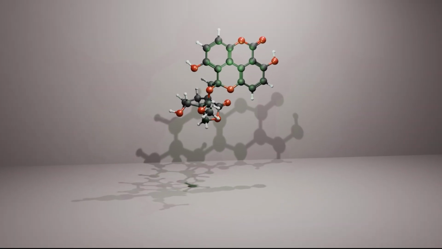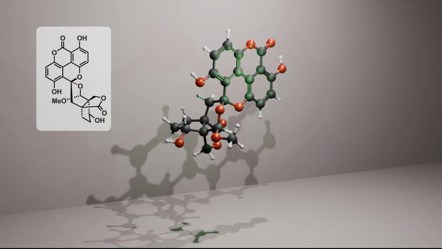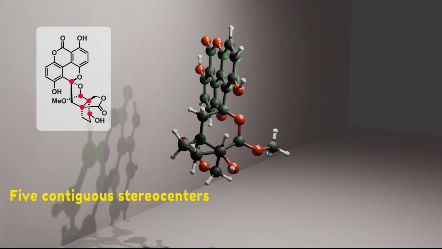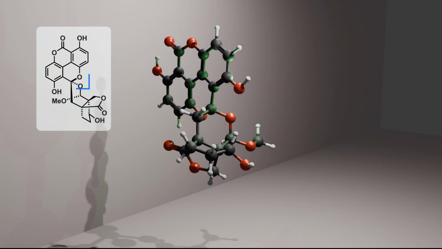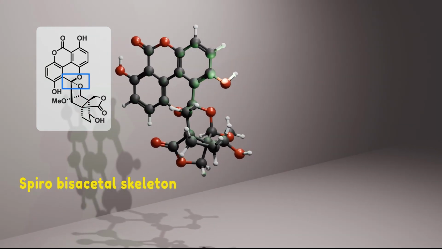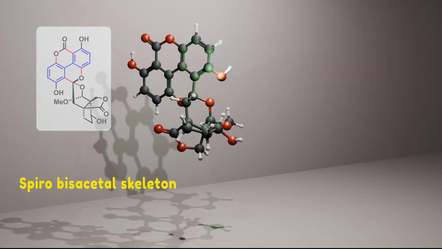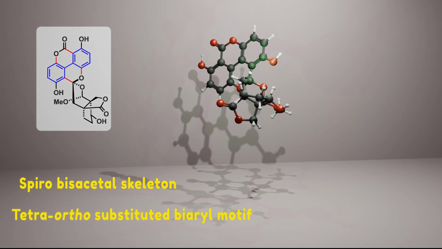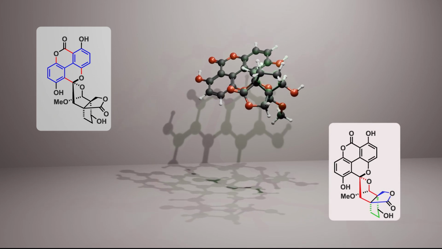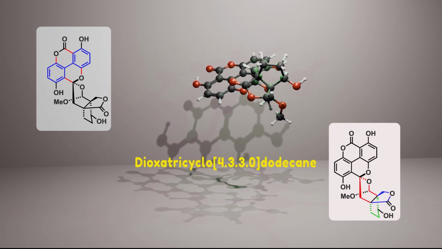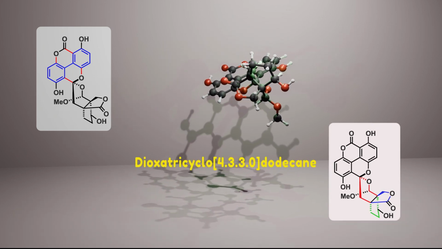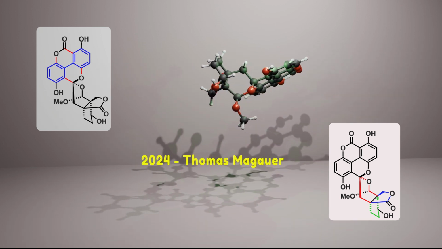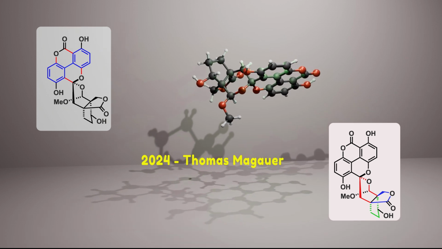Ganoapplanin was isolated in 2016 and stands out from a structural perspective. It features 5 contiguous stereocenters, 2 of which are quaternary, and an unprecedented spirobiacetal skeleton, constructed from a 4-fused 6-membered ring tetracyclic system in which the biaryl skeleton includes tetra-ortho substituents. Moreover, this fascinating architecture contains a dioxotricyclo-4-330-dodecane scaffold. The first total synthesis of this amazing molecule was reported in 2024 by the Magauer group from Innsbruck University.